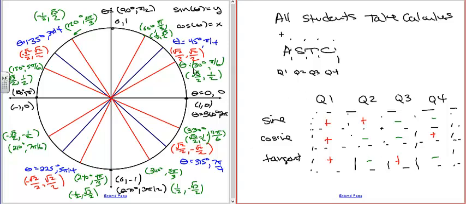Some people, instead of thinking about what quadrants these are in, just remember this phrase, all students take calculus. They're all positive in the first quadrant, the sine's positive in the second quadrant, but the cosine and tangent are negative. In the third quadrant, the sine and cosine are negative, but the tangent is positive. In the fourth quadrant, the cosine is positive, but the sine and tangent are negative.